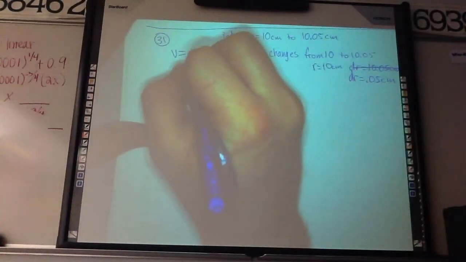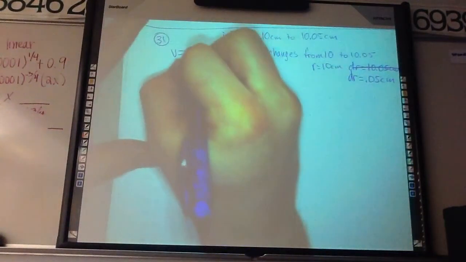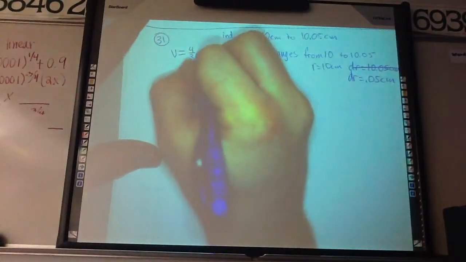So what would your volume equation be? Pi r squared, or 4/3 pi r squared? You should let him do it so he can get it. Volume, not area. 4/3 pi r to the third.